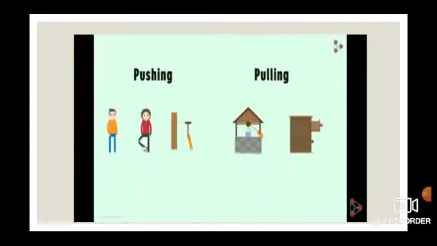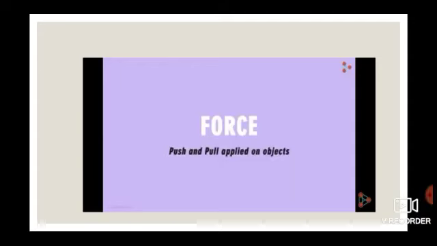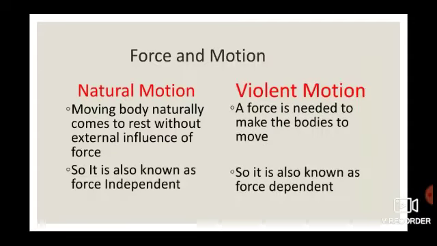A force is defined as the push or pull action of a thing. Next, we learn about force and motion. Natural motion: a moving body naturally comes to rest without the external influence of force is known as natural motion. So it is otherwise called force independent. For example, if we move a pendulum, after a few minutes it automatically comes to rest position. So it doesn't need any external force.